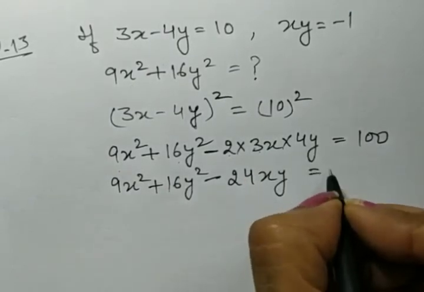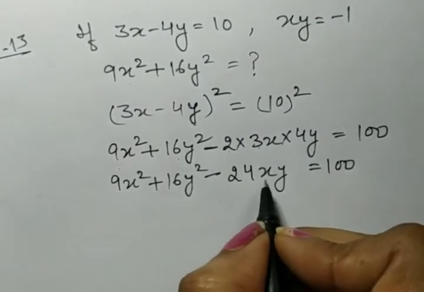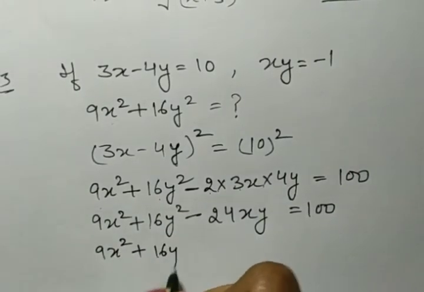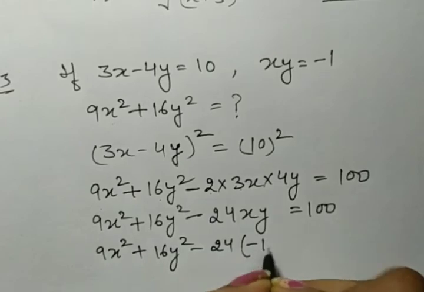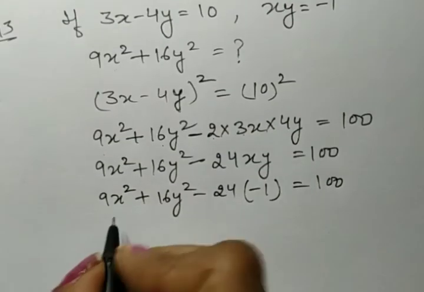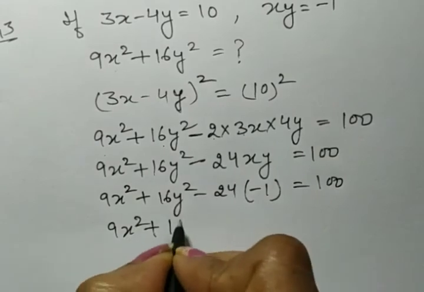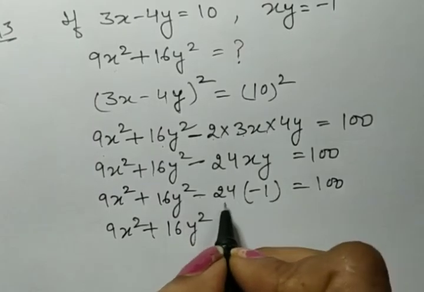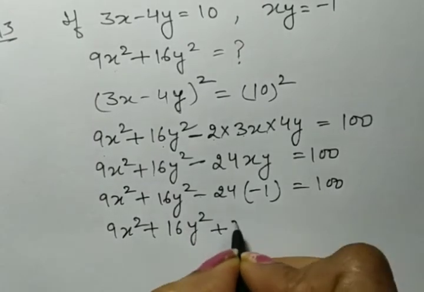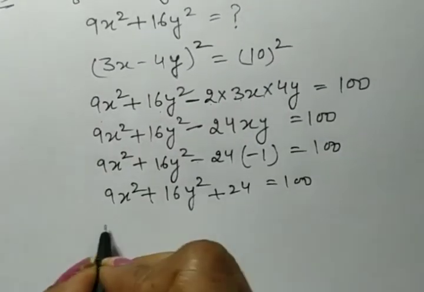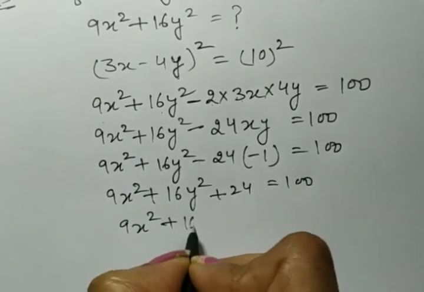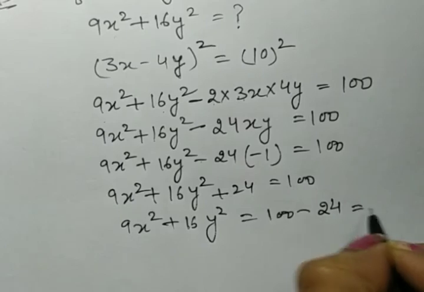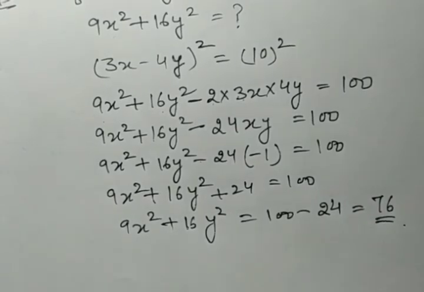24xy is equal to 100. Now put the value of xy, that is given, minus 1. 9x square plus 16y square minus 24 multiplied by minus 1 is equal to 100. When minus 24 is multiplied by minus 1, we get plus 24. So 9x square plus 16y square plus 24 is equal to 100. Now the value of 9x square plus 16y square is equal to 100 minus 24, and the answer is 76.